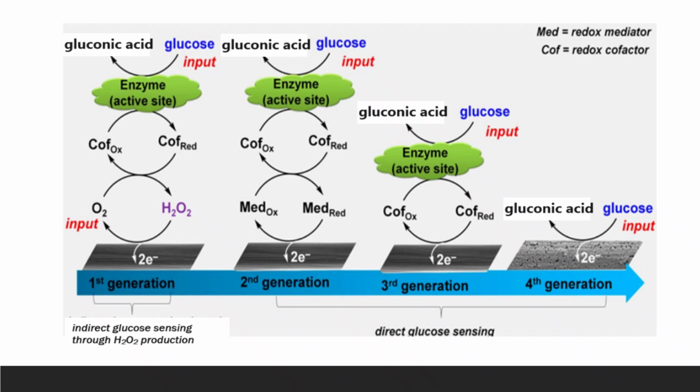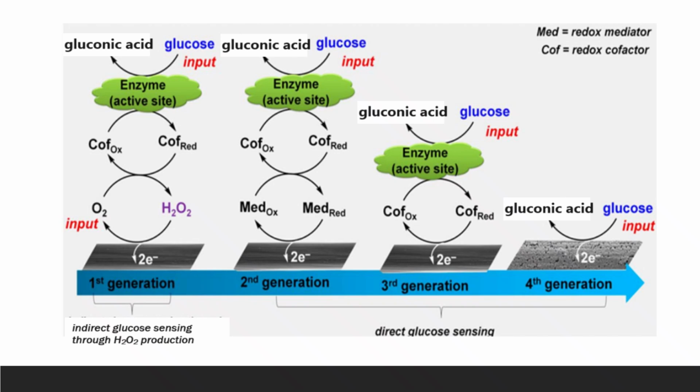We need to apply a 0.7 voltage, which was very high, and there was no 100% oxidation of hydrogen peroxide. Sometimes we had insufficient supply of oxygen, so we were not able to measure it accurately. So then we came up with the second generation where we eliminated this process itself, hydrogen peroxide, because oxygen is limitedly available.